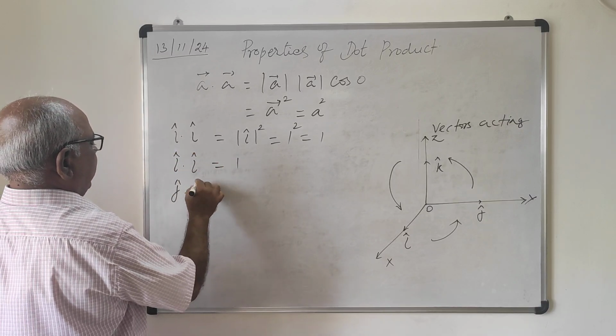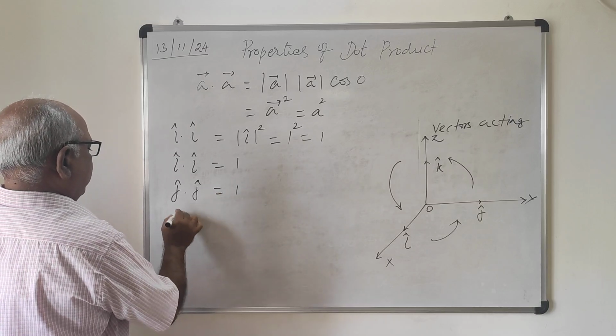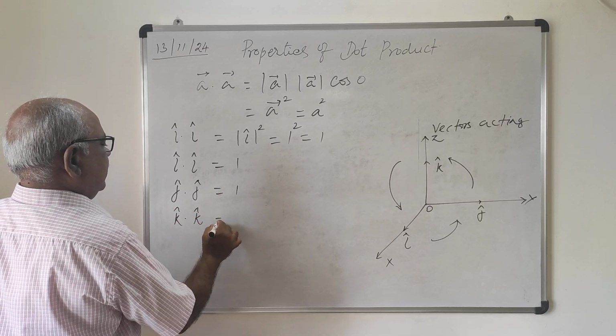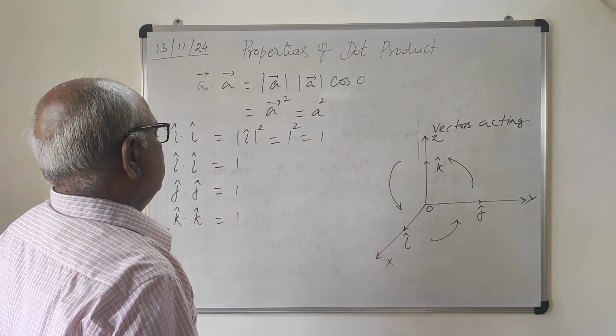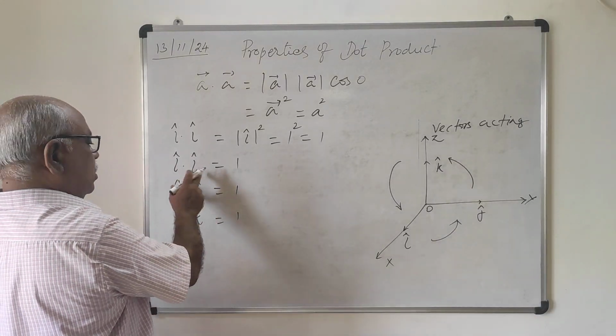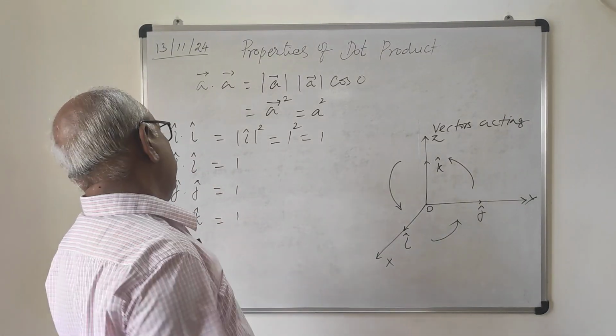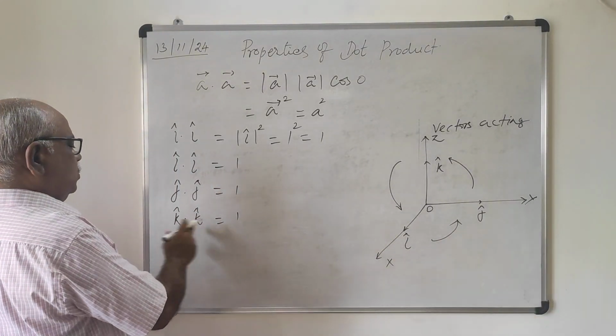Similarly, j dot j is also 1, and k dot k is also 1. This is the dot product of the same vectors. i dot i, j dot j, k dot k are unit vectors, because the dot product is 1.